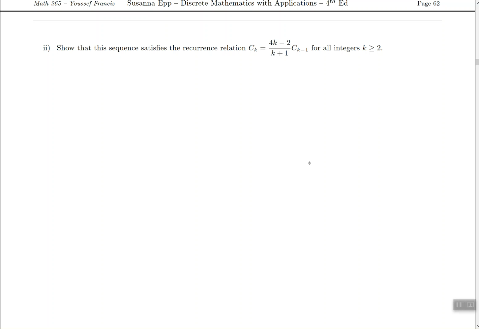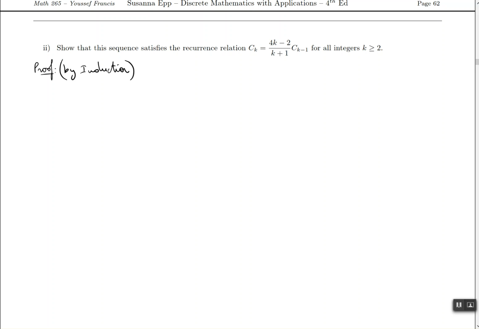Okay, so at this point we want to show that this Catalan formula actually holds, and in order to do that we're going to be doing a proof by induction. So I'm going to be doing the proof here by induction, like I said, and I'll let you try the base case on your own.